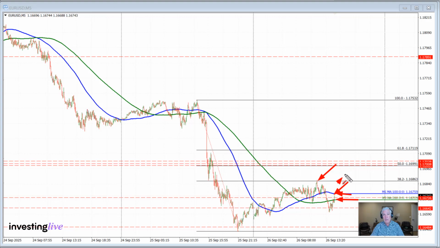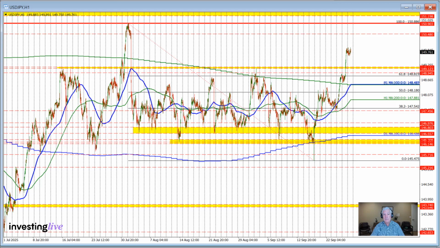If we can get above the 38.2% retracement near 1.1686, a new high for the day, that would give the buyers a little bit more comfort and perhaps lead to more short covering after the big declines seen in this pair yesterday. Let's take a look at the dollar versus yen next.